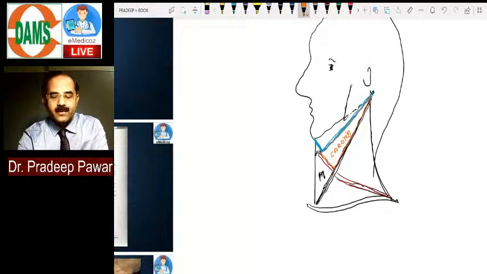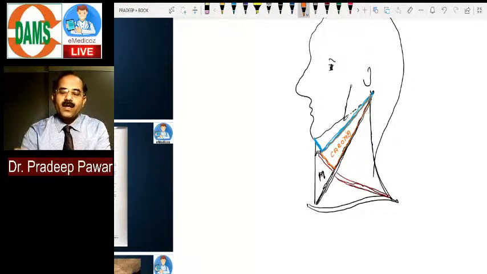This is the sternocleidomastoid. That's the posterior belly of digastric, and this is the superior belly of omohyoid. This is what we call the carotid triangle. Clear to all of you? Following this? Very good.